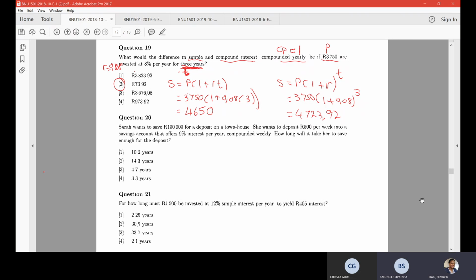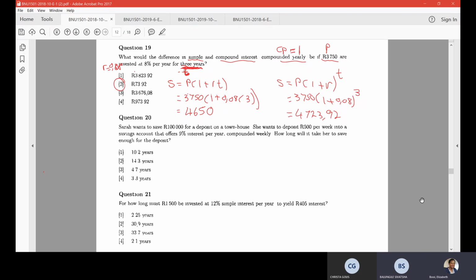So if we move to question 20, it says Sarah wants to save 100,000 for the deposit on a townhouse. She wants to deposit 500 per week into a savings account that offers 9% interest per annum, compounded weekly. How long will it take her to save enough for the deposit?